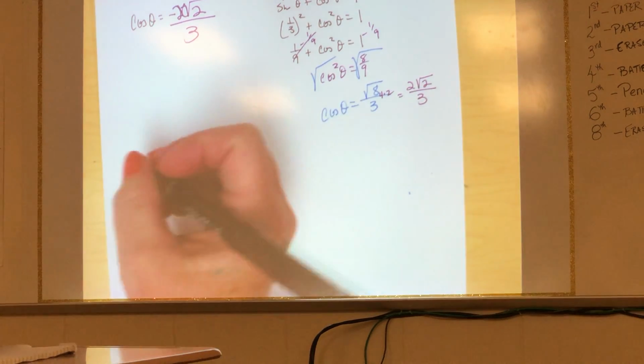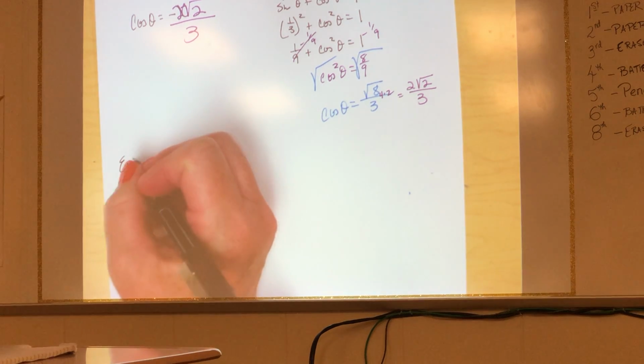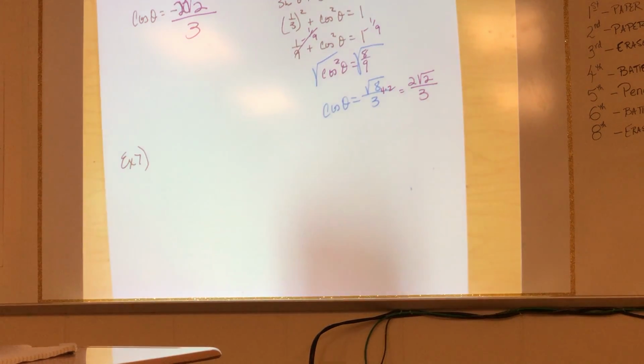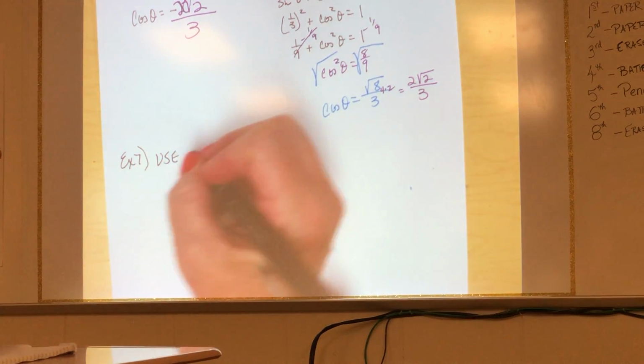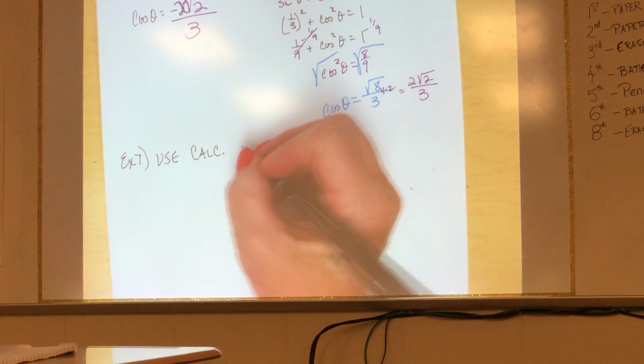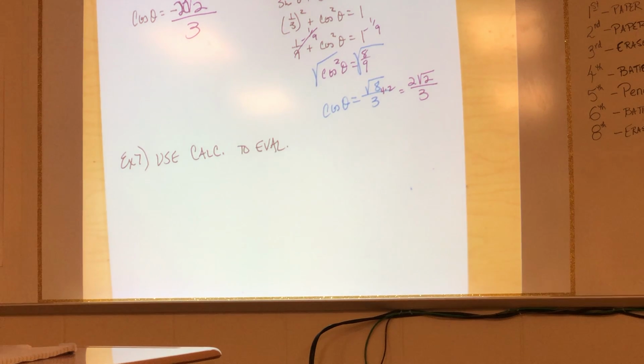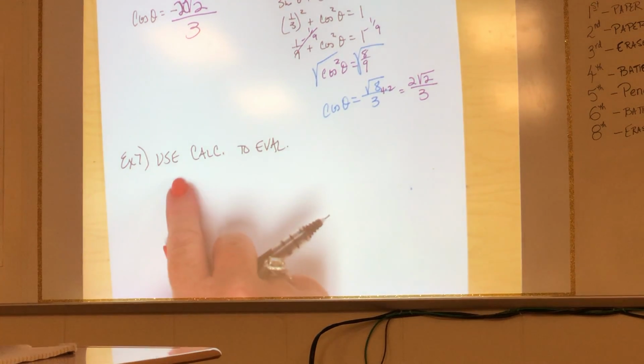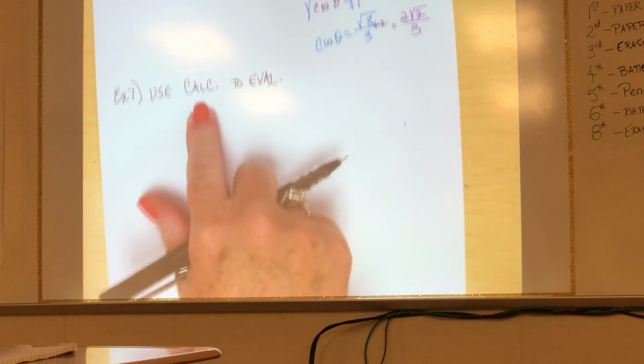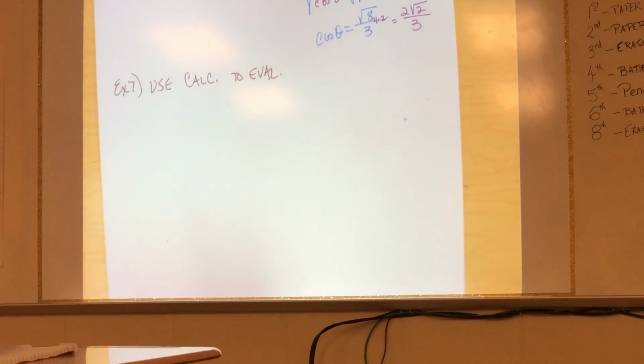So, example 7, it's actually just an ABC problem. And here's what the direction says. I love this one. Use a calculator to evaluate. So listen to me. If it doesn't tell you to use a calculator, then what? Can't use a calculator. On the test, if the test does not say use a calculator, don't use a calculator.